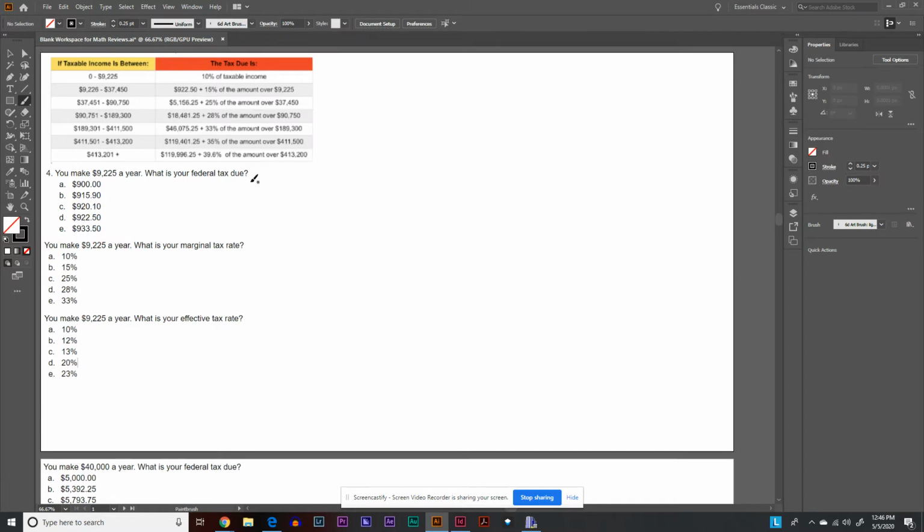These are just practice problems. We did not practice these as much throughout the course of the semester as we normally do, so I wanted to spend some time doing this today. You'll notice that each one of these had a similar format: what's the federal tax due, what's the marginal, and what is the effective tax rate. Then we just took some different amounts: $9,225 salary a year versus $40,000 a year.